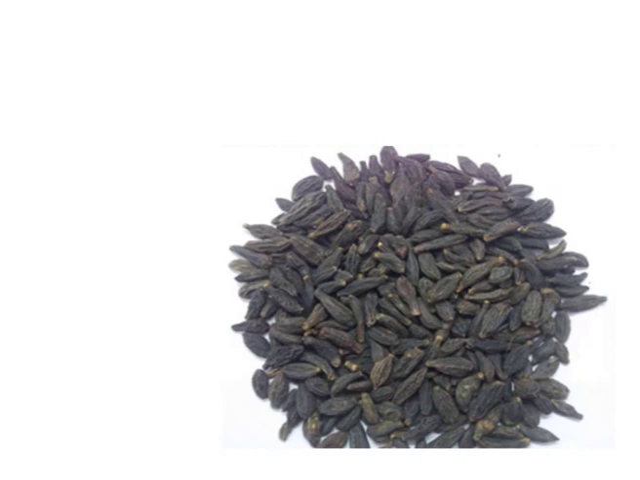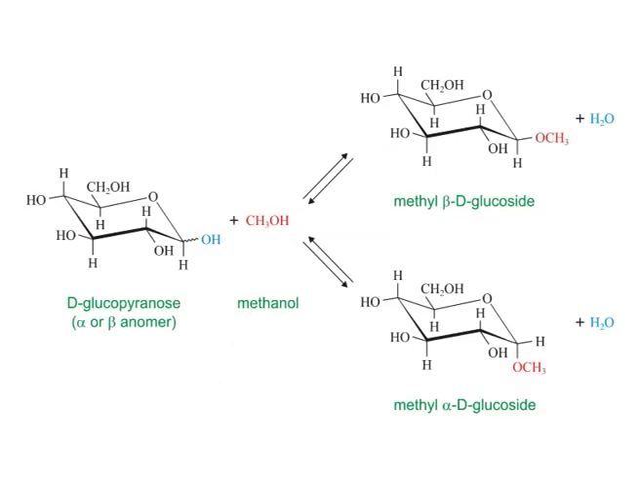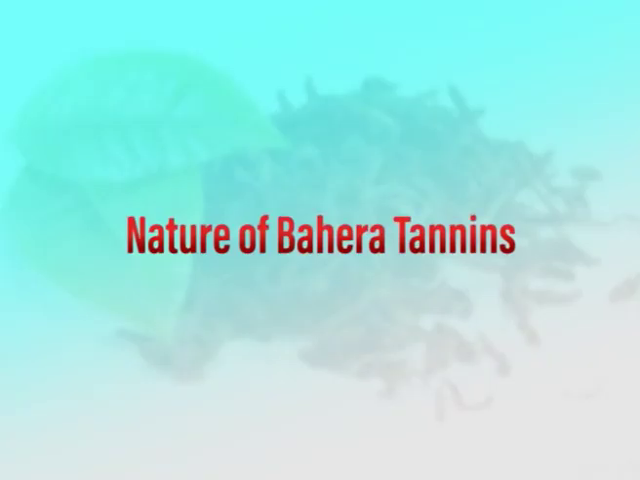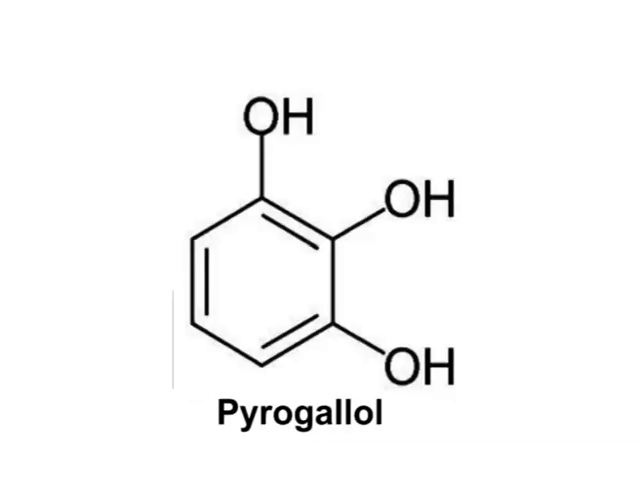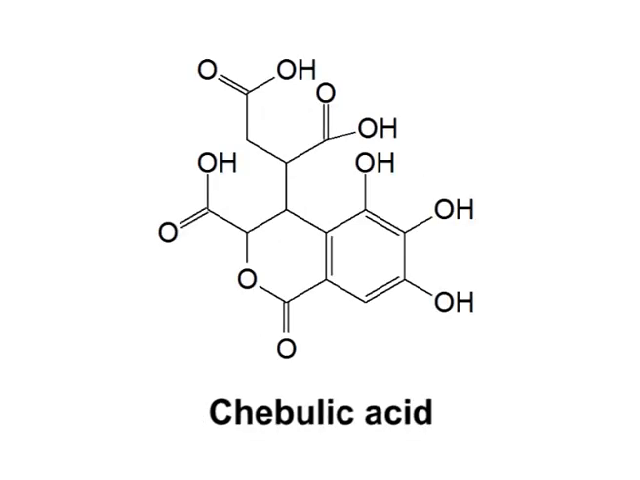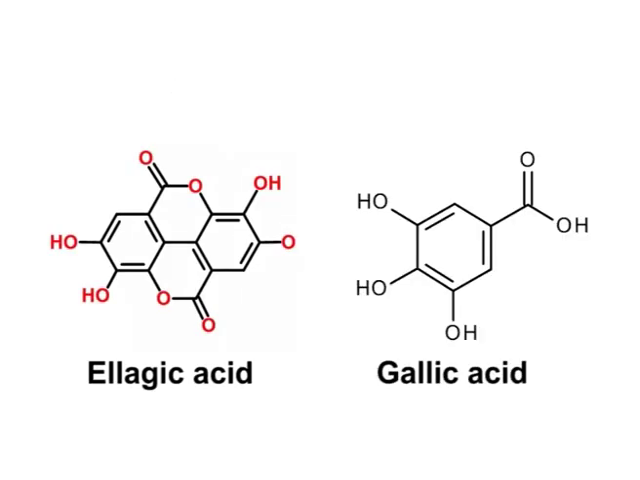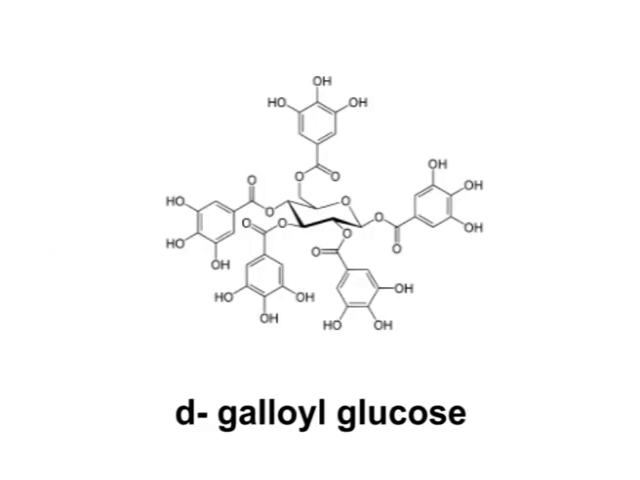They also contain fixed oil which comprises of esters of palmitic, oleic and linoleic acids. Some glycosides, especially the anthracene derivatives of glycosides, and some glucose and sorbitol is also present in the fruits. Coming to the nature of the tannins, they are pyrogallol type of hydrolyzable tannins which on hydrolysis yield chebulic acid, ellagic acid, gallic acid and D-galloyl glucose.